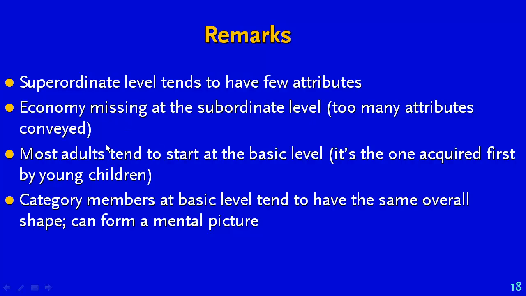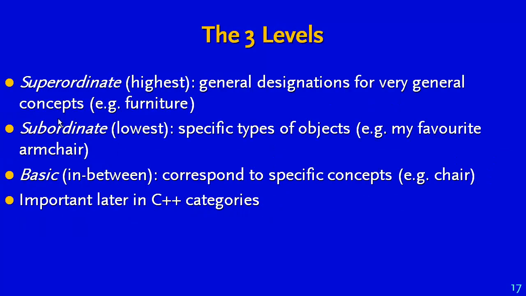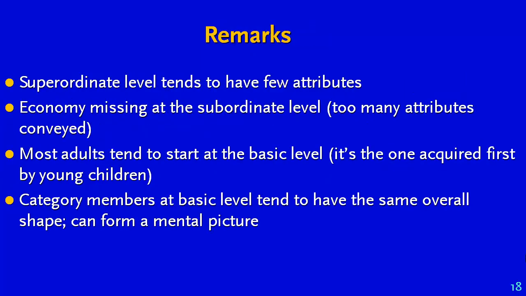Most adults tend to start at the basic level, so a chair. People can think about chairs and start thinking about what chairs are in general. That's the way young children learn. The category members have the same overall shape at the basic level, so you form a mental picture basically at the intermediate level.